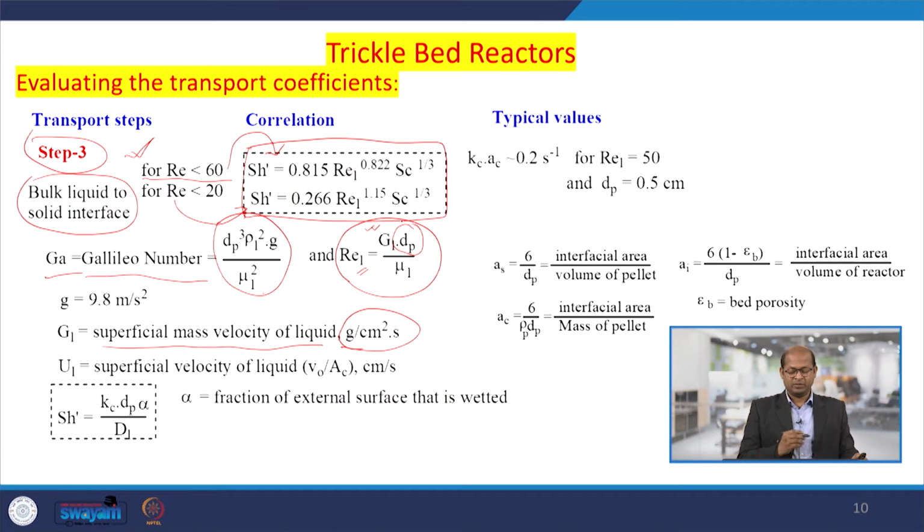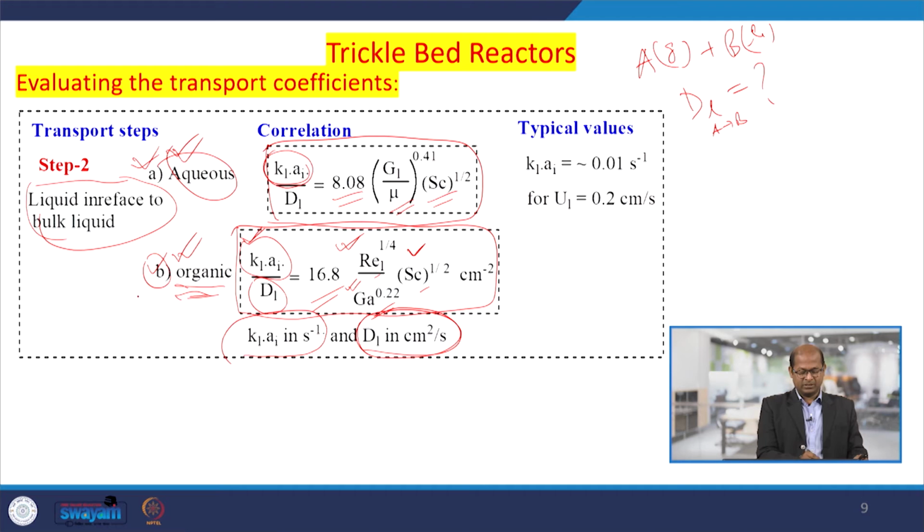dp is the diameter of the catalyst particles we are using, so we have to substitute that here, and mu L is the viscosity of the liquid. If we know that, we substitute here, then the Reynolds number for that system, component B, we can find out. Similarly, the Galileo number also we can find out: diameter of the particles, density of the liquid, G value is given for that particular system, and viscosity of the liquid. These are the components we know.